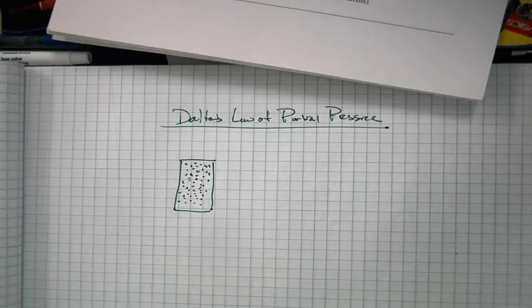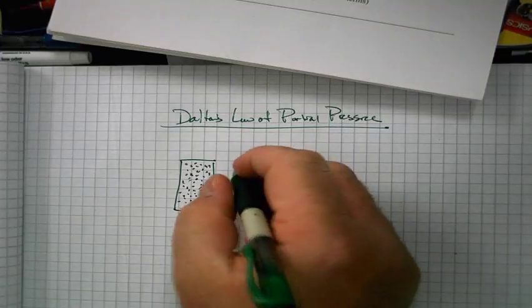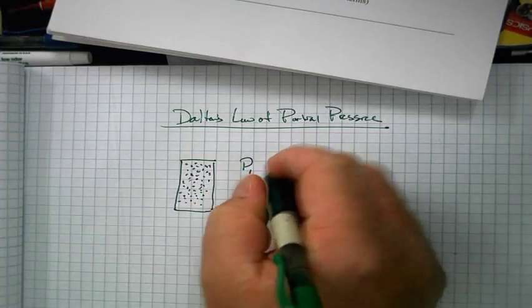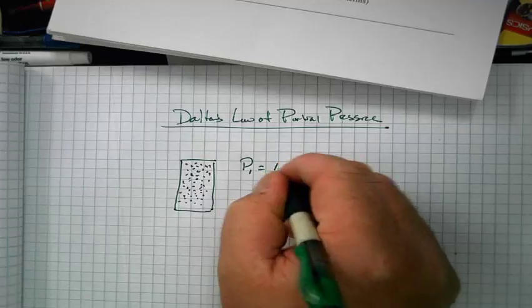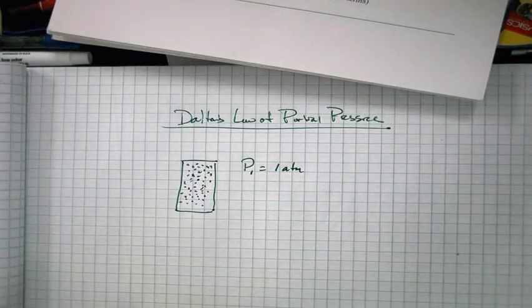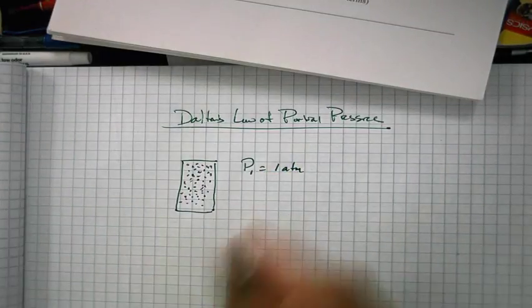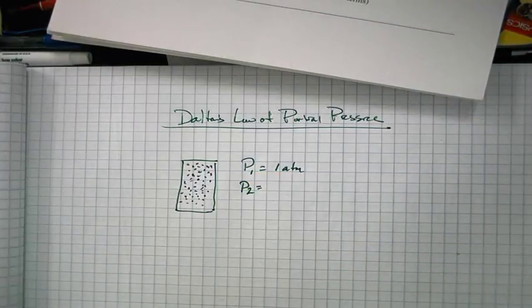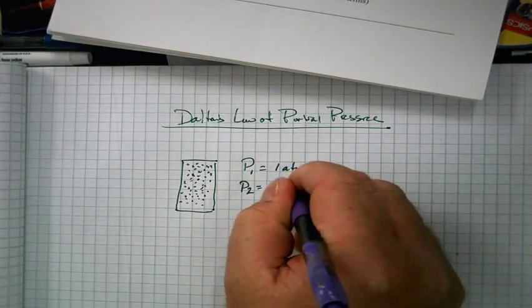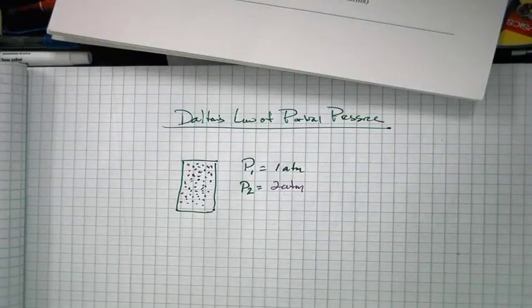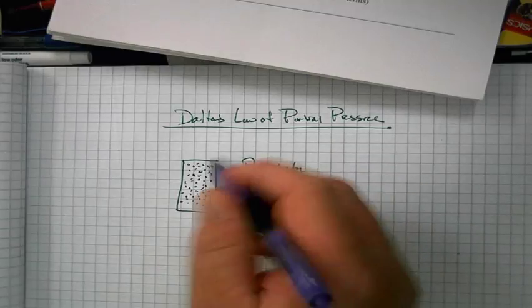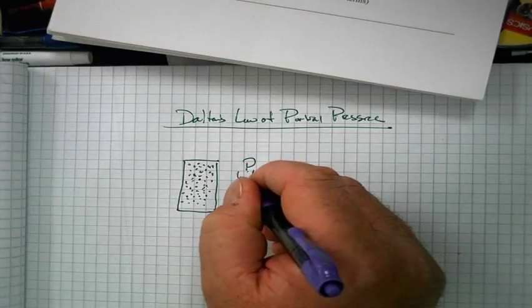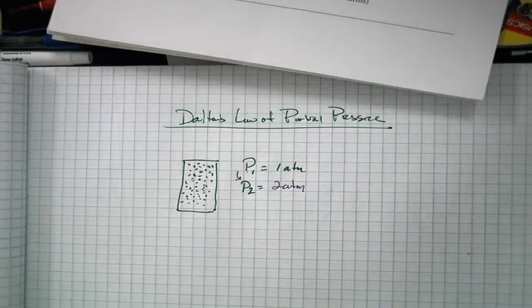Well, so let's say the pressure beforehand, pressure 1, was 1 atmosphere. Okay? And then I added those particles to it, the new pressure is going to be what? 2 atmospheres, right? Okay, so what did I do going from pressure 1 to pressure 2? I added an equal number of molecules, right?